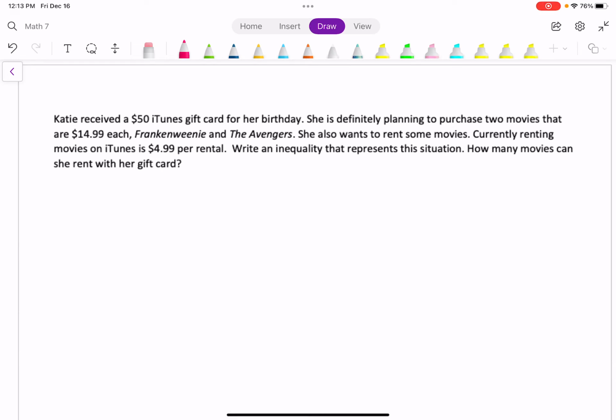Katie received a $50 iTunes gift card for her birthday. She's planning to purchase 2 movies that are $14.99 each. She also wants to rent some movies. Currently renting movies on iTunes is $4.99 per rental. So $14.99 plus $4.99 times however many rentals.